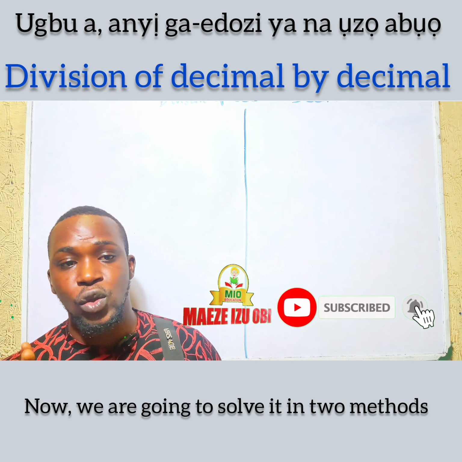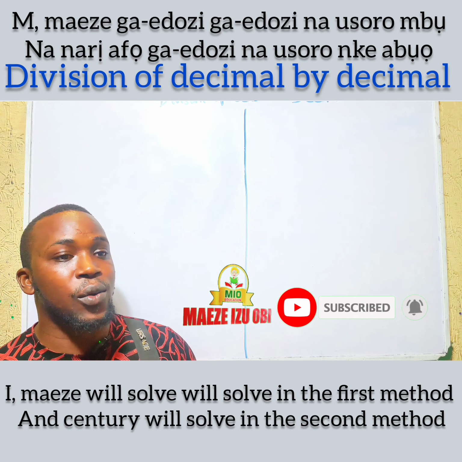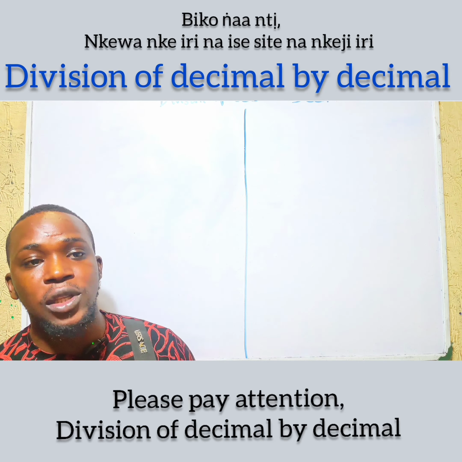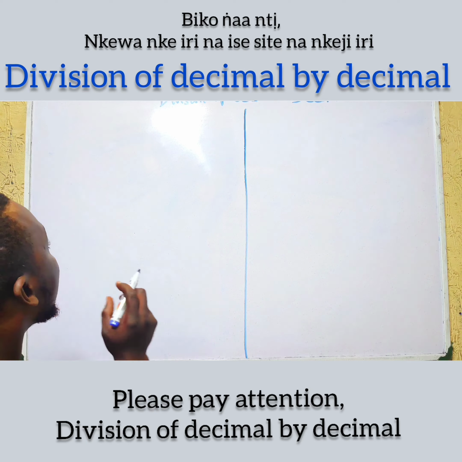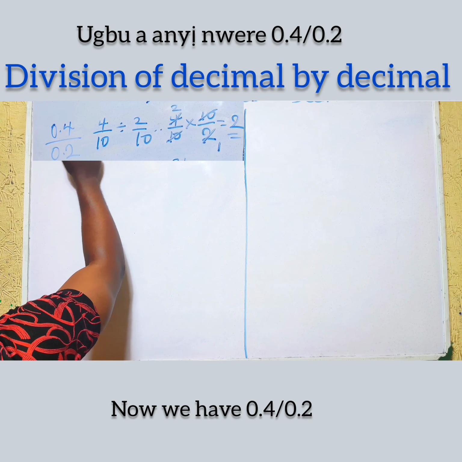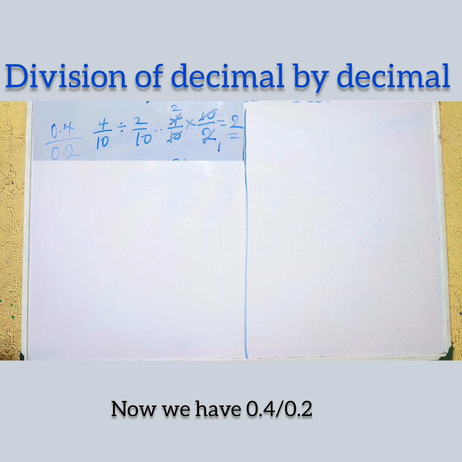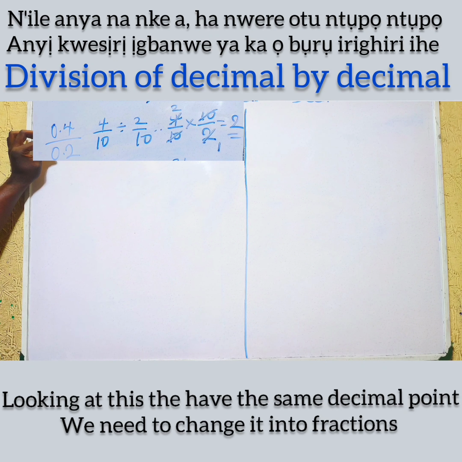Now we are going to solve it in two methods. Meze will solve in the first method and Century will solve in the second method. Please pay attention. Division of decimal by decimal. Now we have 0.4 divided by 0.2. Now looking at this, they have the same decimal point.